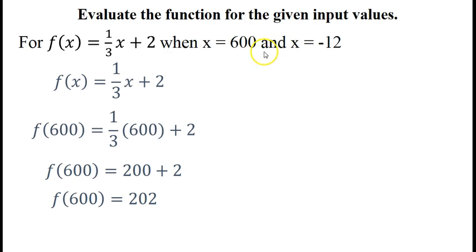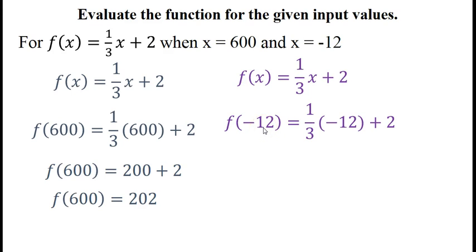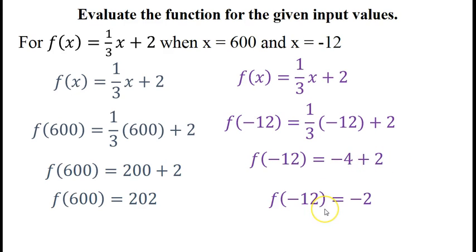We'll do x equals negative 12. I'm going to rewrite my equation first. f of x is equal to 1/3 x plus 2. Replace my x with a negative 12. f of negative 12 is equal to 1/3 times negative 12. Don't forget to use your parentheses here. Plus 2. And then I can reduce on my diagonals here as well. Negative 12 divided by 3 gives me negative 4. So we will have f of negative 12 is equal to negative 4 plus 2. And then negative 4 plus 2 gives us negative 2. So f of negative 12 is equal to negative 2.